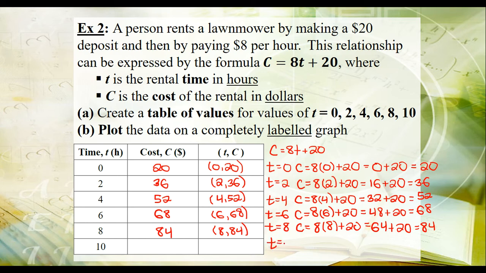And the final point would be 10. So we're going to replace up here t with 10. Replace it in brackets with 8 times 10 plus 20, which is 8 times 10 is 80 plus 20 would be equal to 100. Okay, so this final point is 100. So we're going to have 10 comma 100. Okay, so that's part A. And then part B is now we need to plot this thing on a completely labeled graph.